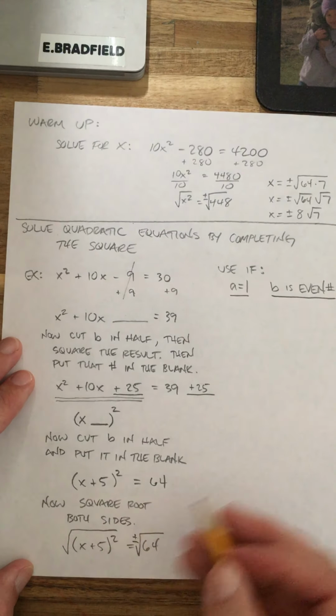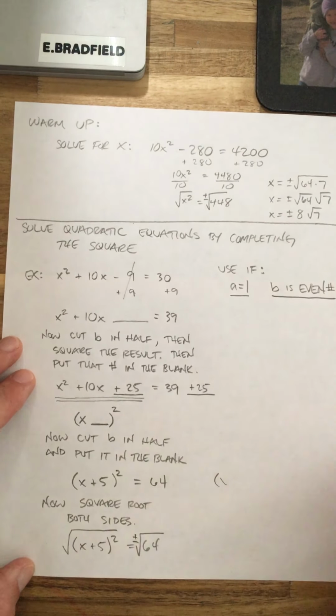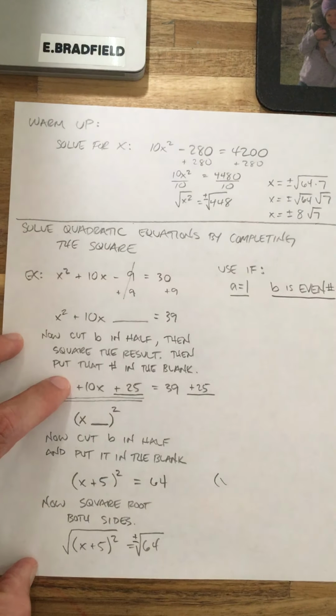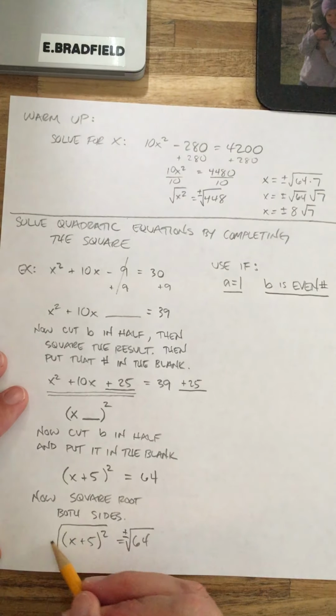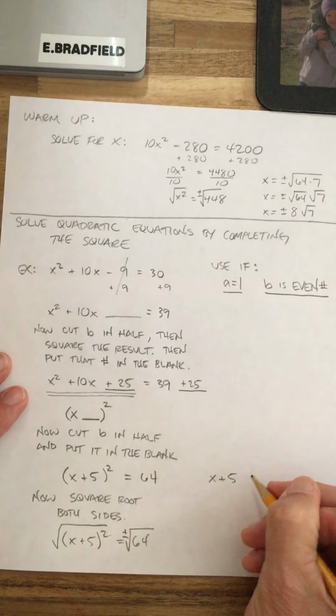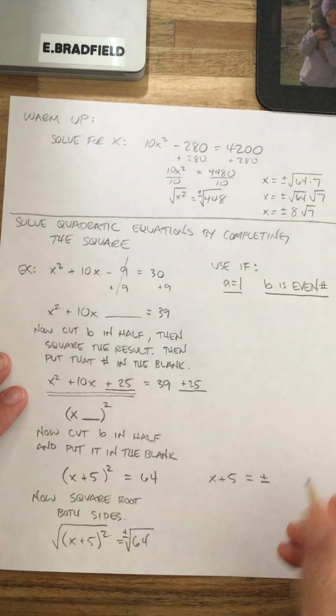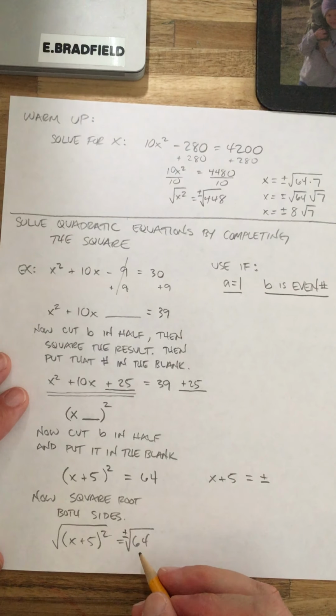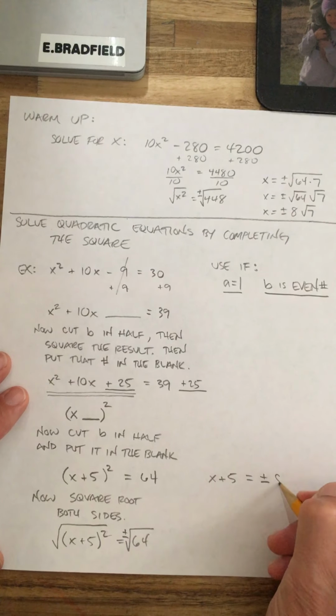Now, if I take the square root of something that's squared, remember the square root cancels out the square, so I'm left with x. Oh, I don't need the parentheses anymore. This square root right here cancels out this square, so I'm left with x plus 5. And that equals plus or minus, now the square root of 64, that's right, it's 8.